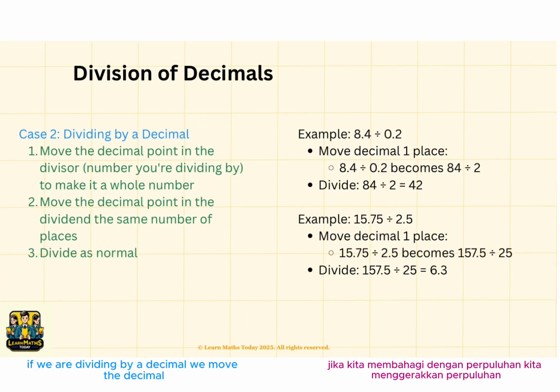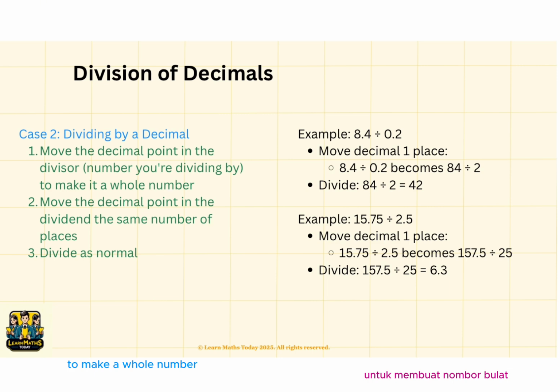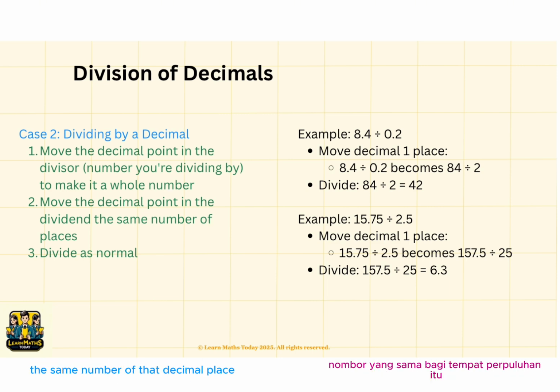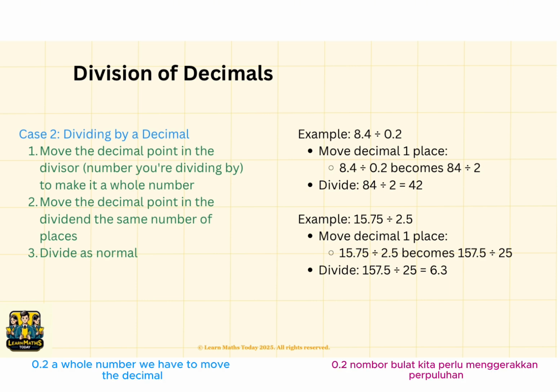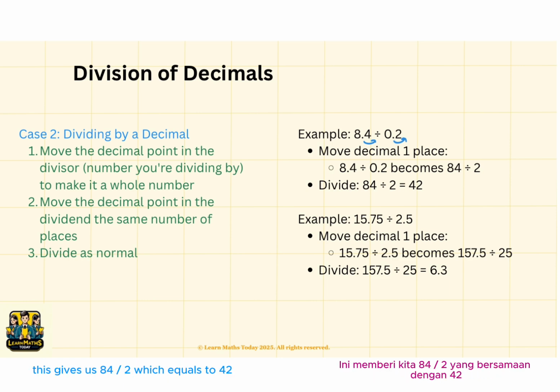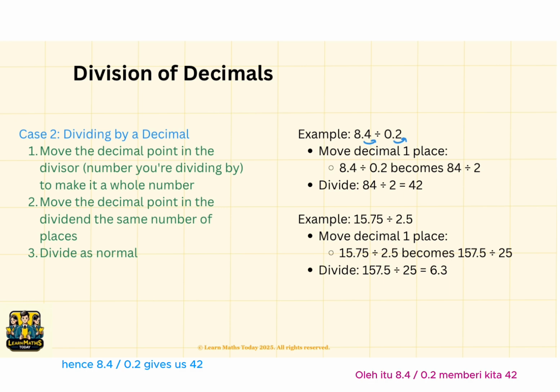If we're dividing by a decimal, we move the decimal point in the divisor, which is the number we're dividing by, to make a whole number. Then we move the decimal point in the dividend the same number of decimal places. Then we divide as per normal. In this example, 8.4 divided by 0.2. To make 0.2 a whole number, we have to move the decimal one place. And we will do the same thing with 8.4. This gives us 84 divided by 2, which equals 42. Hence, 8.4 divided by 0.2 gives us 42.